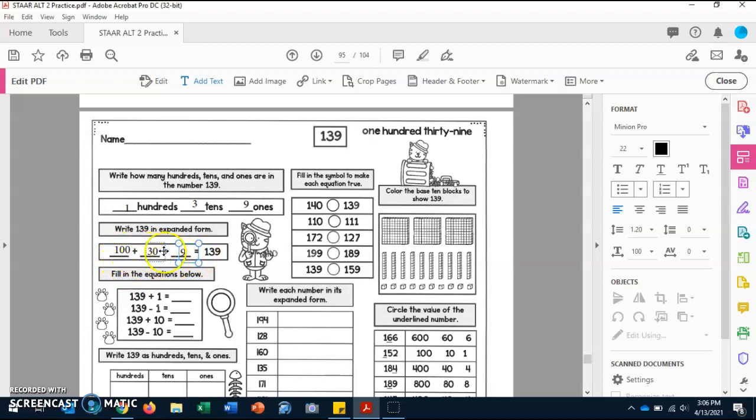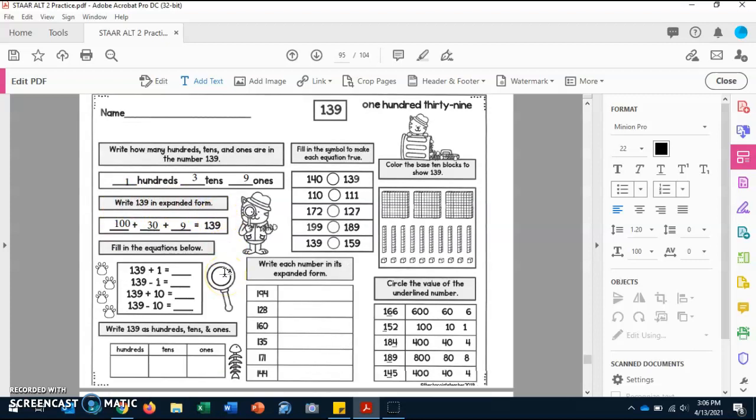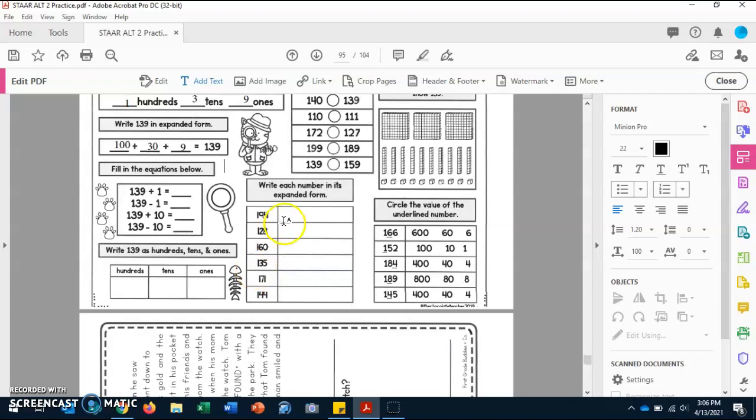And what that is telling you is the same thing as you are seeing it. 100 plus 30 plus 9 equals 139. That is writing in expanded form. The same way, it helps a lot if you are saying it. The same way you are saying it is the same way you're going to write it. And that is how you're going to do it over here.